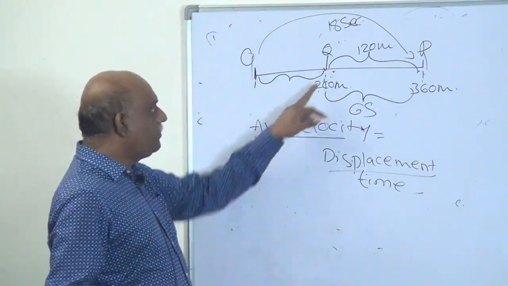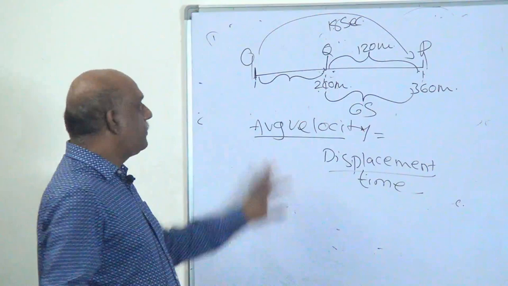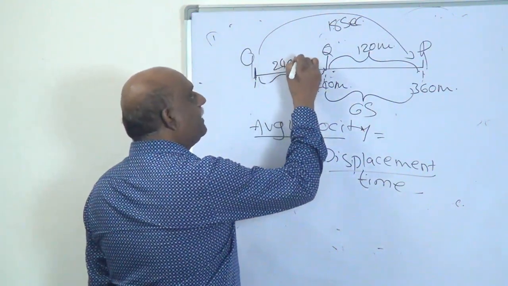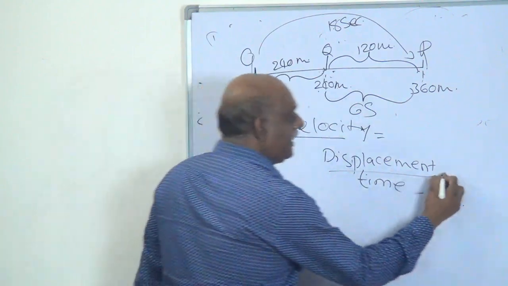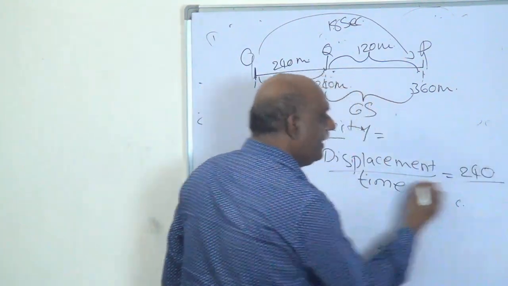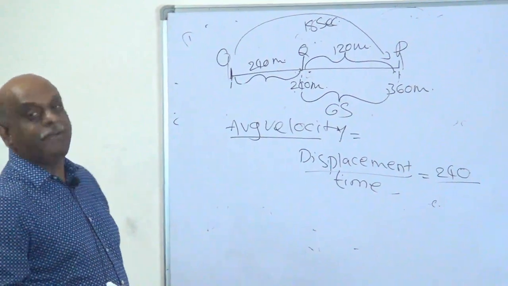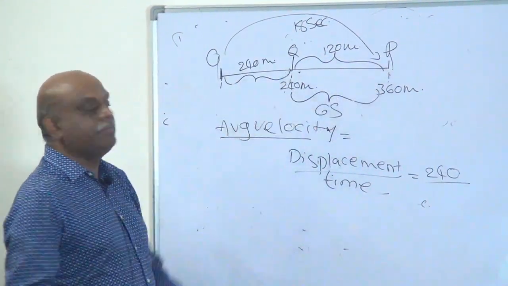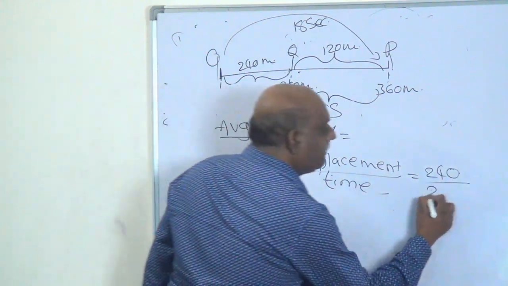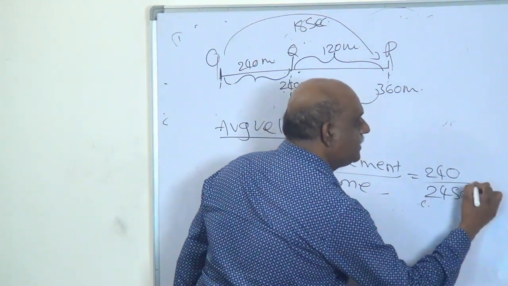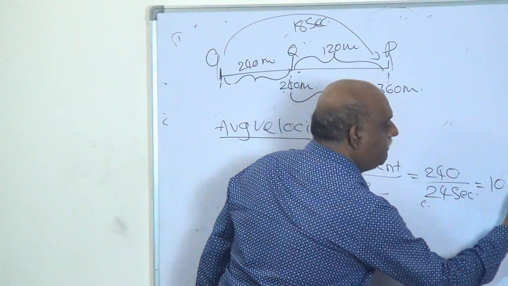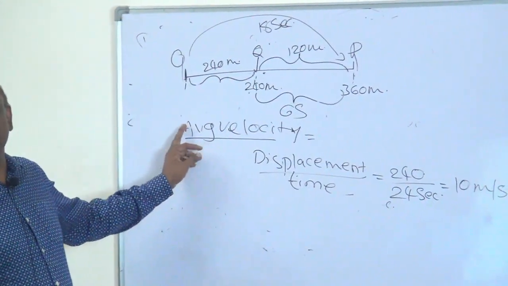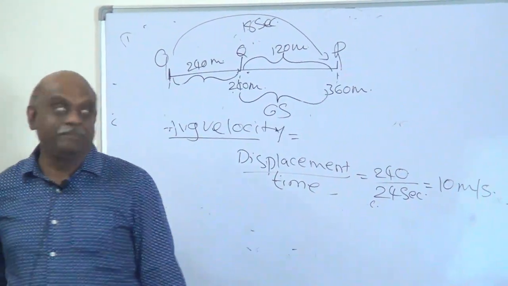The starting point is O, ending point is Q. So, between the two, what is the distance? It is 240, 40 meters examiner gave you. So that is equivalent to 240 divided by the total time taken, same time, 18 seconds to go from here to here and to come here 6 seconds. So divided by 24 seconds, that is equal to 10 meters per second ho gaya. Average velocity is what you should remember.